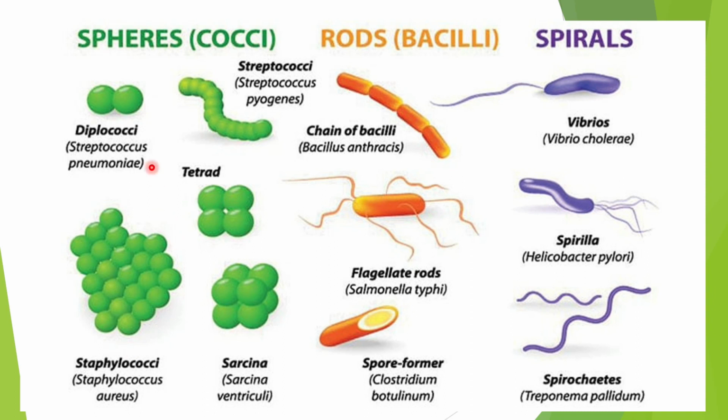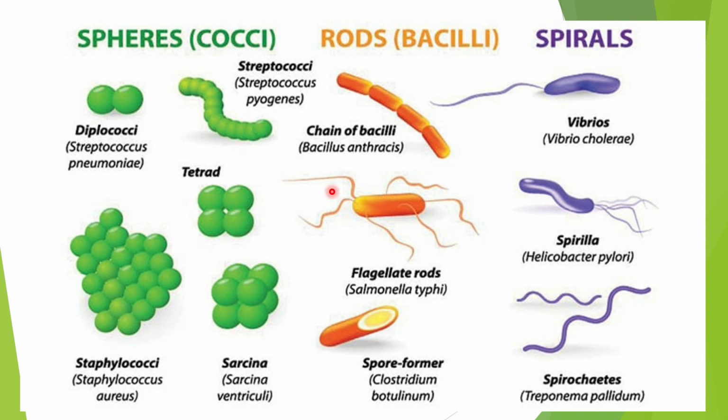So coming to the coccus, coccus is again divided into monococci, diplococci, streptococci, tetrad, staphylococci and sarcina. Monococci, here a single spherical cell is there, and diplococci, a pair of spherical cells, and streptococci, here the cocci are arranged in a chain-like pattern, and in tetrad we can see 4 cells, and in sarcina it is a combination of 8 cells, and in staphylococci we can see a grape-like structure.